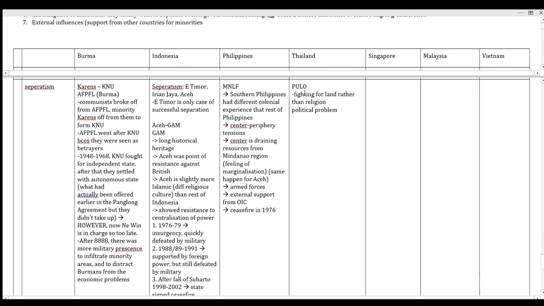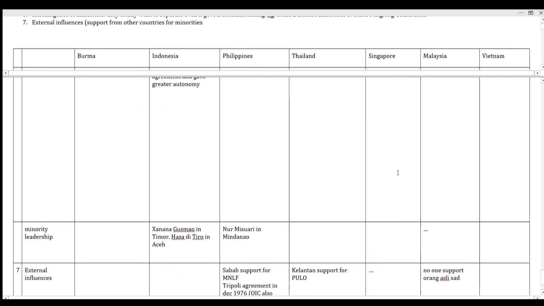In Thailand, we have the PULO, and they were actually fighting for land rather than religion. In other words, they wanted to be part of Malaysia rather than Thailand, and this was a kind of political problem. So yeah, okay. The rest, nothing much to say.